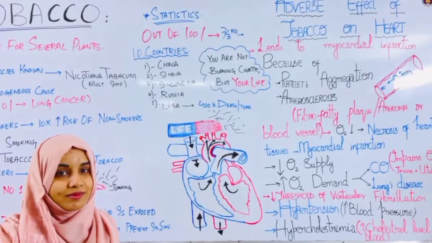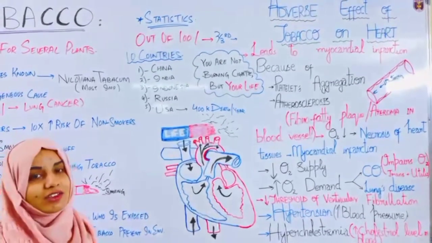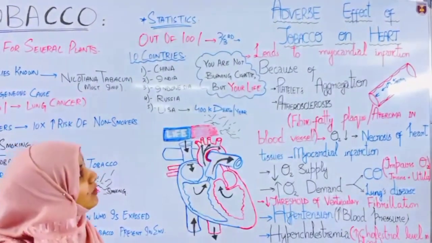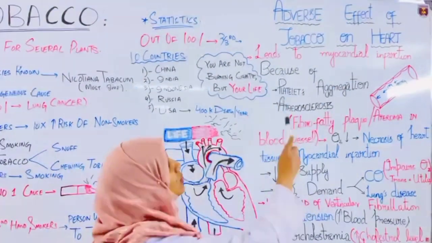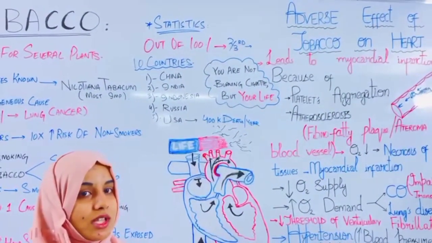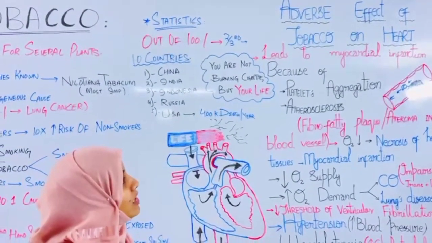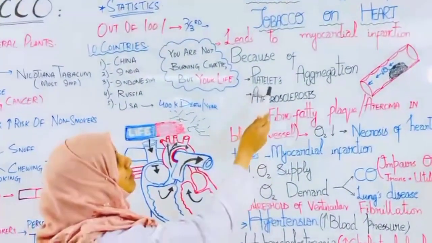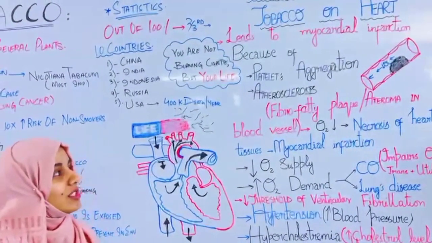That's it. I am going to explain the adverse effect of tobacco on the heart. As we know, tobacco can lead to myocardial infarction, or necrosis of the heart tissue, because smoking agents lead to increased platelet aggregation and atherosclerosis.